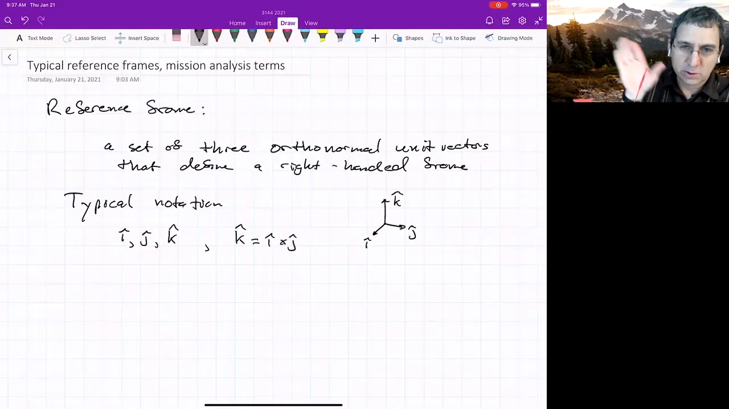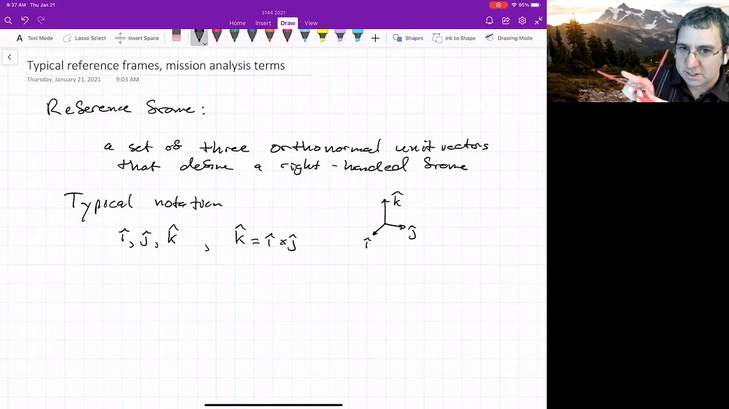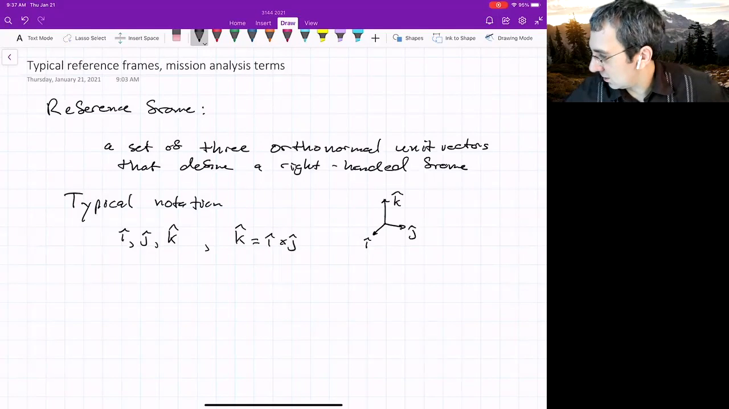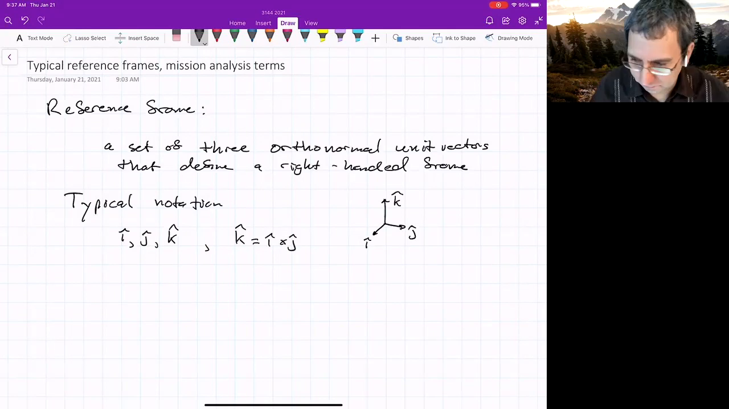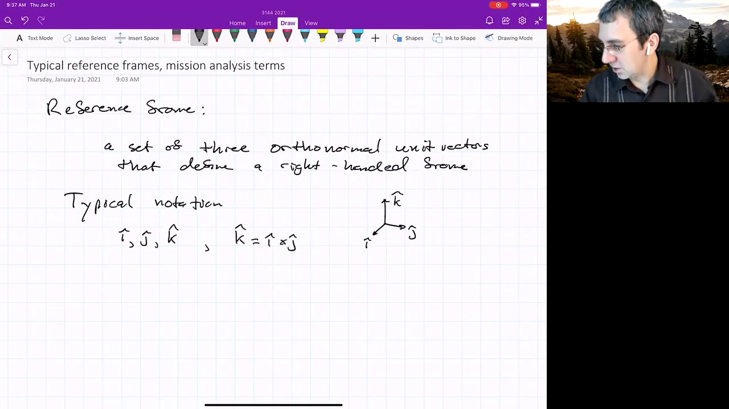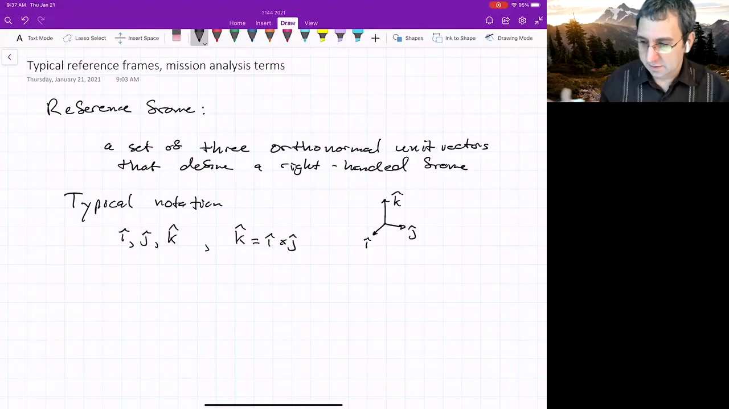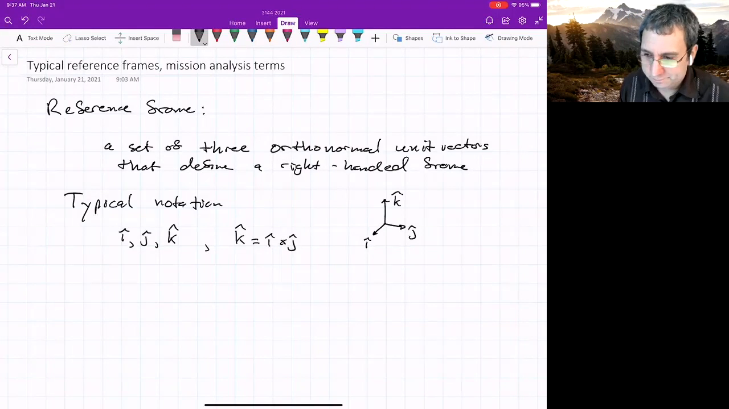And it's right-handed because you use the right-hand rule. If this is I and this is J, then if I use my right hand, I, and then I turn in the direction of J, my thumb is pointing in the direction of K. So it's a right-handed system. And we will always use right-handed systems. It's a convention that's developed from early time, and so everything's based on there being right-handed coordinates. It's not like it's a fundamental rule of the universe. It's just a human convention because most of us happen to be right-handed, I think.